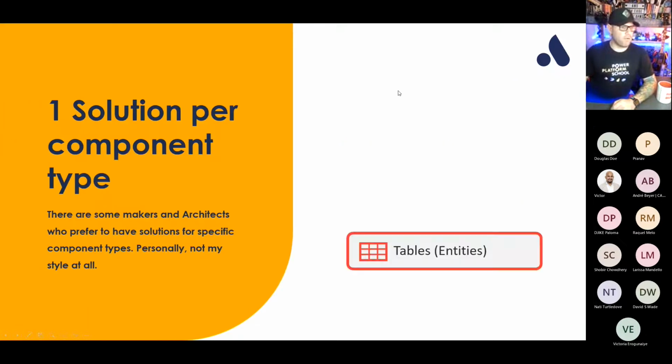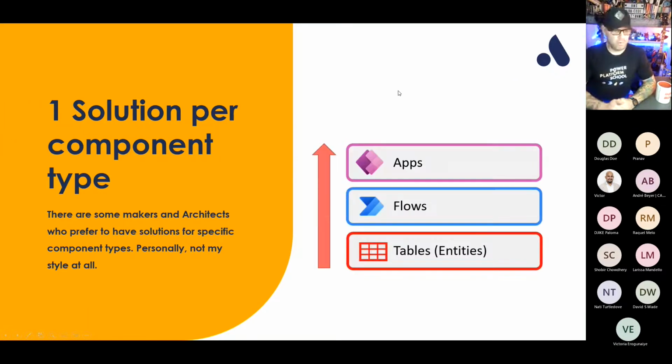The first scenario is what I call solution per component. I hate this concept. I know some people love doing it like this, but what you'll find folks do is they will build a solution just for the data model. Then they'll build a solution just for flows. Then they'll build a solution just for the apps. I've never had a good time doing this. I've always had massive issues with dependencies.